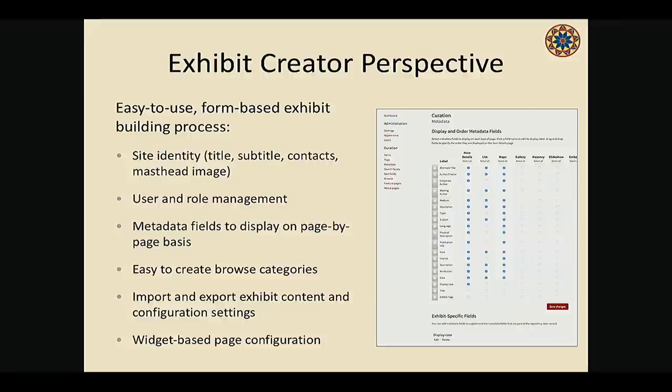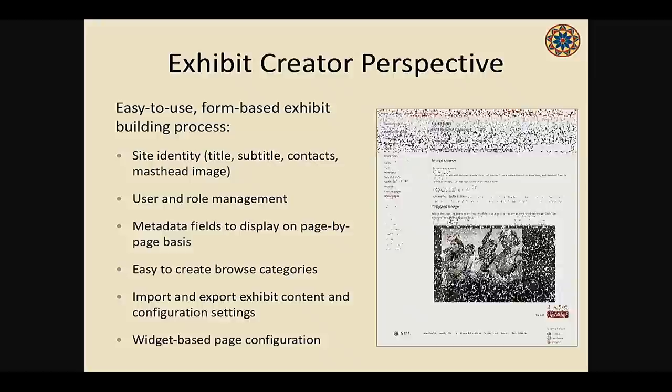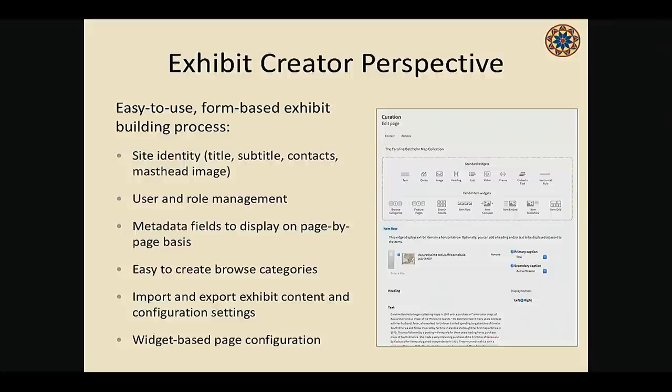Sometimes you'd love to do things in your catalog, and you can't do it. You can do it in Spotlight: easily created browse categories, and then a widget-based page configuration. So the ability to build these custom about and feature pages using a variety of widgets. And Gary's going to show you how we can build a page in much the way these kinds of forms-based CMSs allow you to build a page.